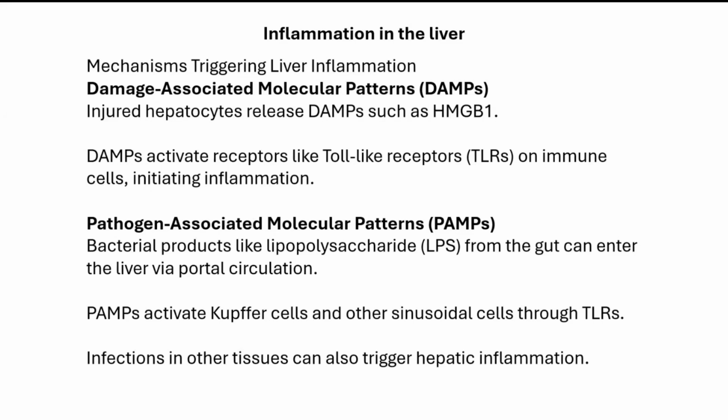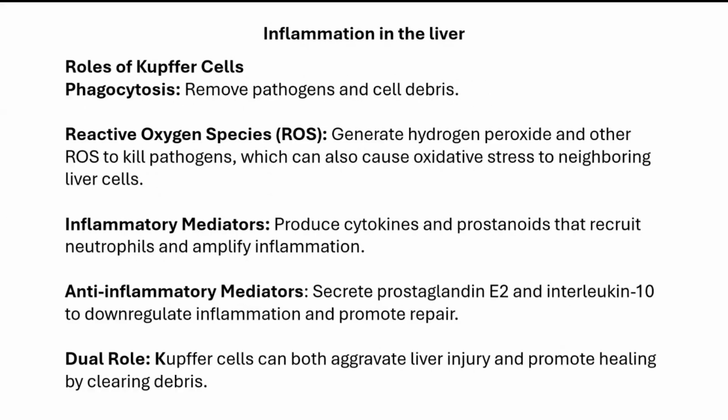Pathogen-associated molecular patterns, PAMPs, are bacterial products like lipopolysaccharides from the gut that can enter the liver via portal circulation. PAMPs activate Kupffer cells and other sinusoidal cells through TLRs, again toll-like receptors. Infections in other tissues can also trigger hepatic inflammation. Roles of Kupffer cells.